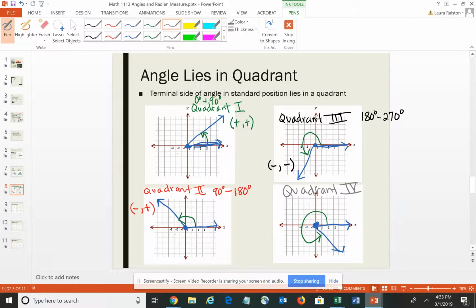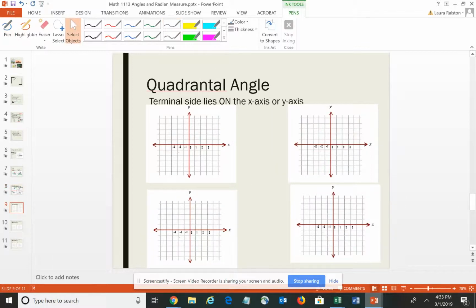Okay, remember in quadrant 4, you have a positive x and a negative y value. Degree-wise, we're going to be between 270 degrees and 360 degrees. Now, we also could have angles where the terminal side is actually on the y-axis or the x-axis.